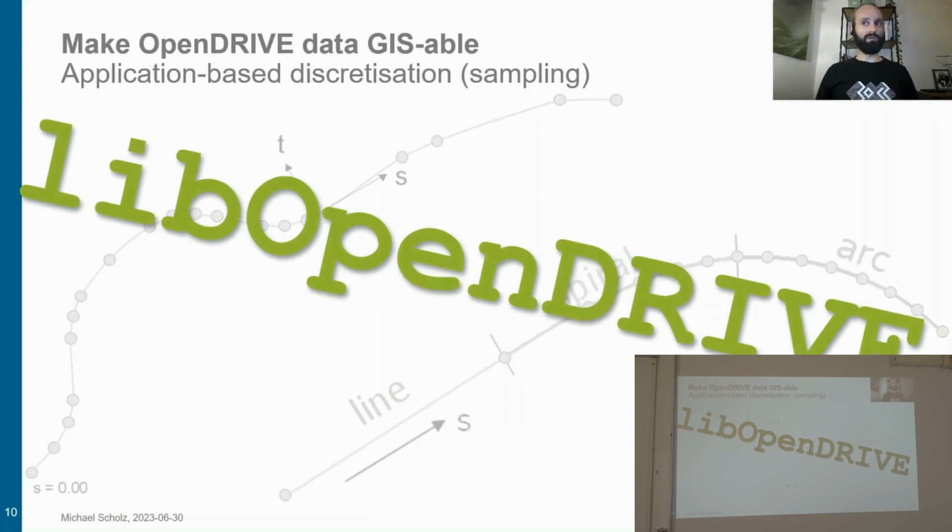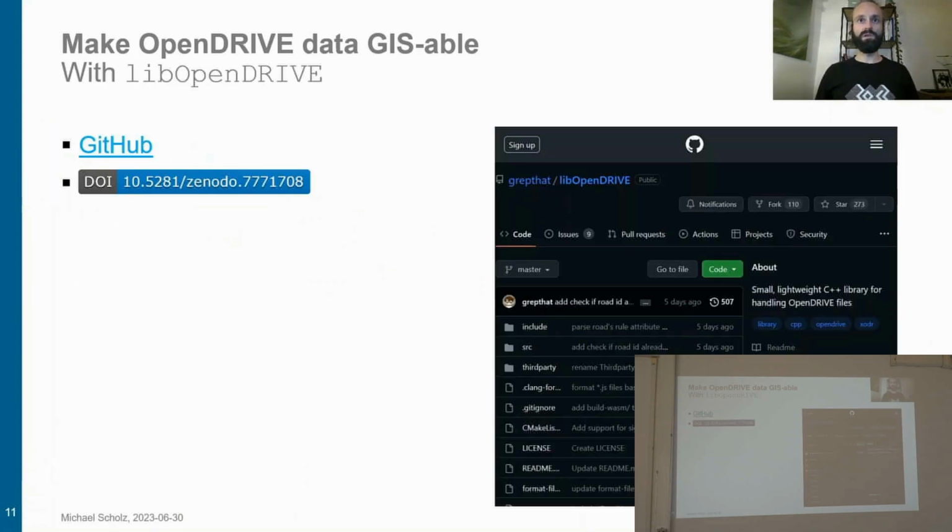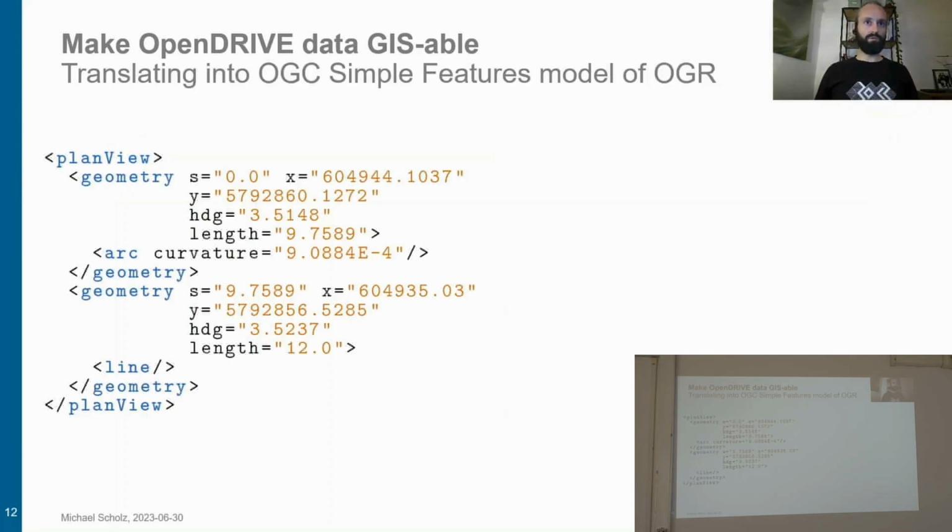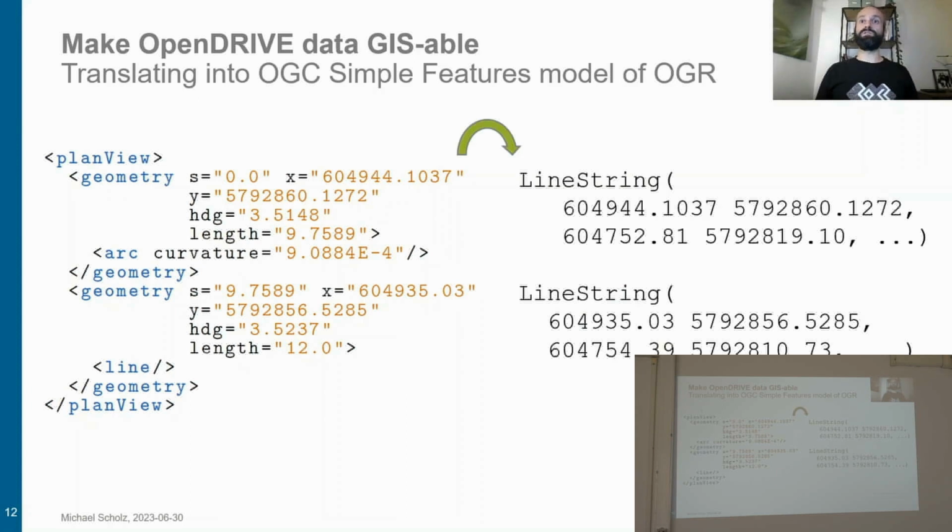We are using libOpenDRIVE for it. Previously we were using our own custom library, but it turned out that libOpenDRIVE recently gained a lot of interest, and many people are using it, and we also at the Institute use it in different applications. You can find it where you can find any open source software, on GitHub. And so what we are doing basically is using libOpenDRIVE to discretize the OpenDRIVE continuous geometry functions, which we then turn into simple features of the OGC standard.